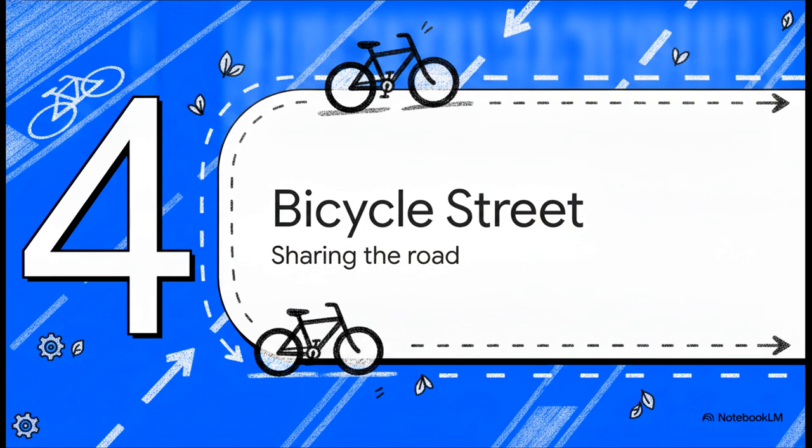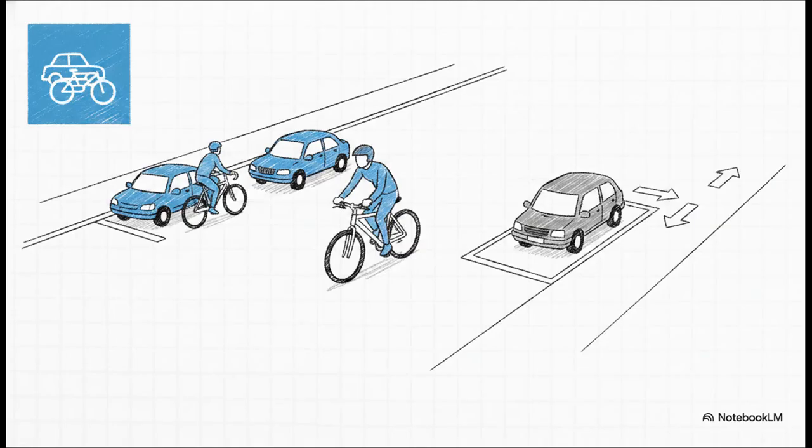Shifting gears a bit, here's Section 4, sharing the bicycle street. Let's talk about areas fundamentally designed for a totally different kind of traffic. Marked by a blue sign with a car and a bike, this street completely flips the script. Can you drive a car here? Yes, but the space belongs to the cyclists.